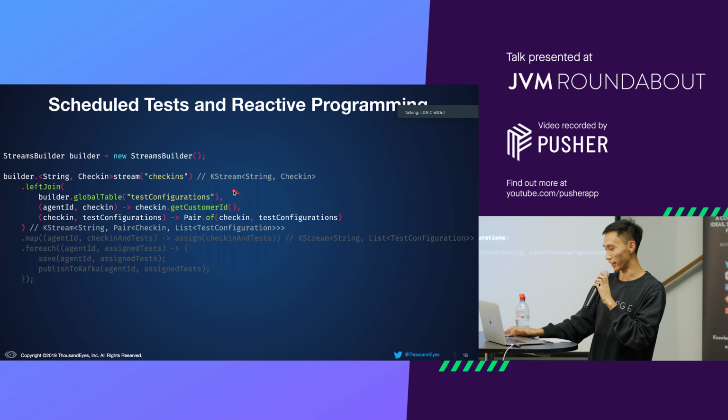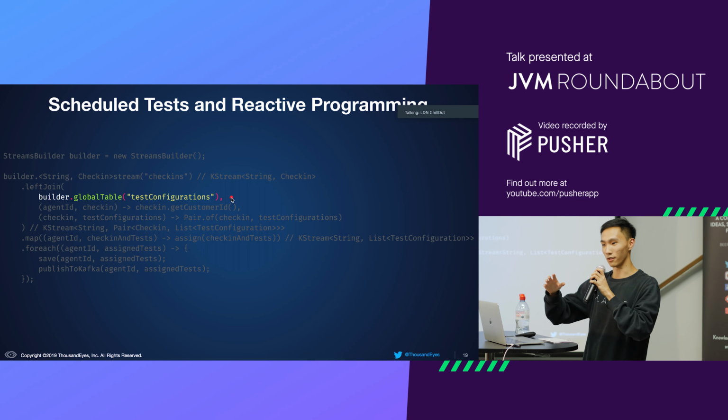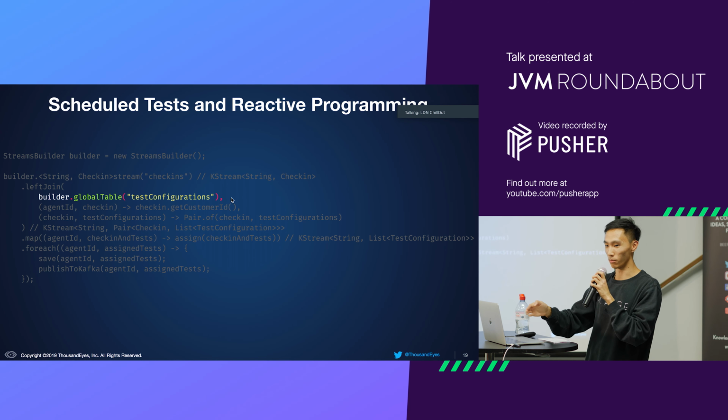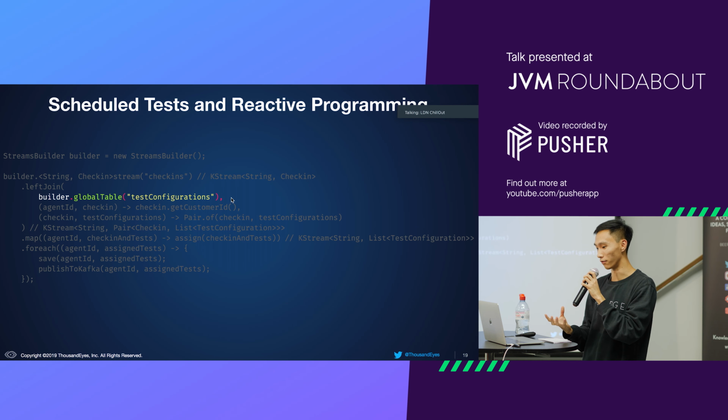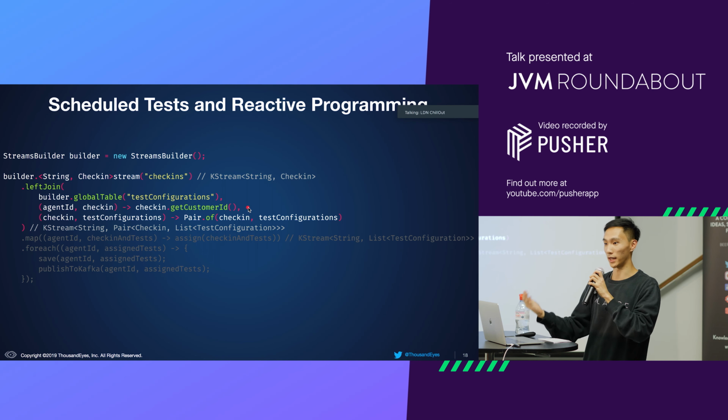The interesting part here is the test configurations. Effectively, the test configurations is also an event topic on Kafka. And what this global table method does is it pulls all the data from that topic and keeps a local cache within the service itself. And this is what allows us to do this left join. The cache itself is keyed on the customer ID, which is the same foreign key that we're joining on. And so that's how we're able to join the two pieces of information together.